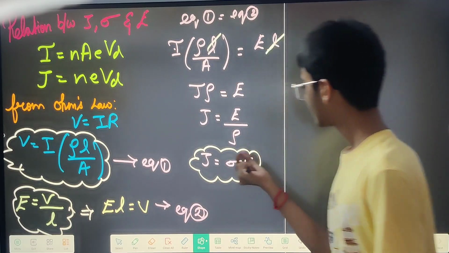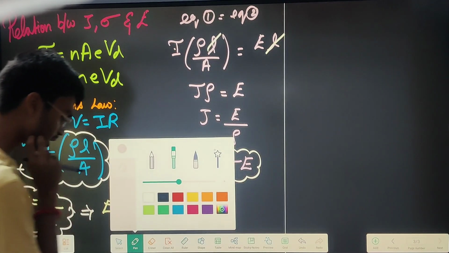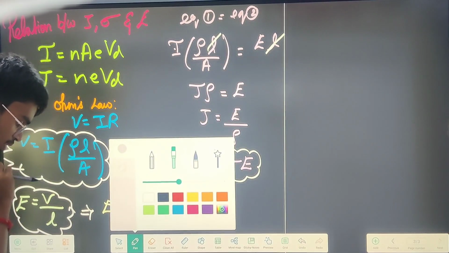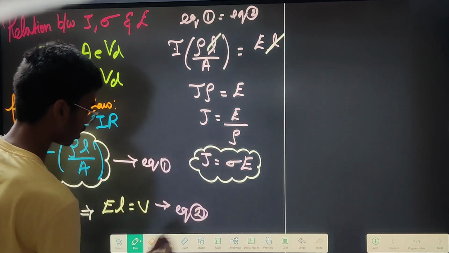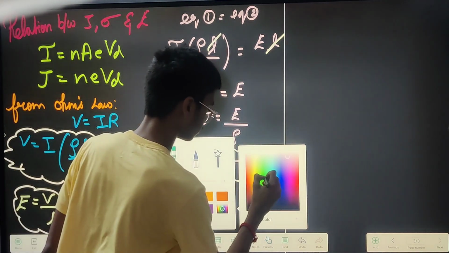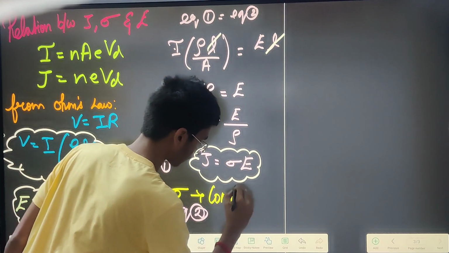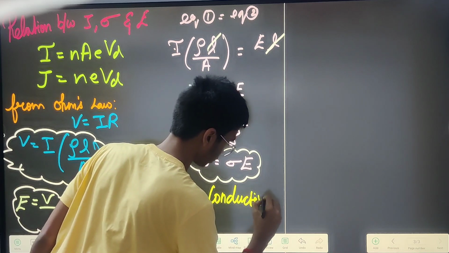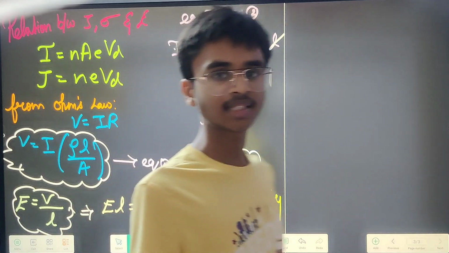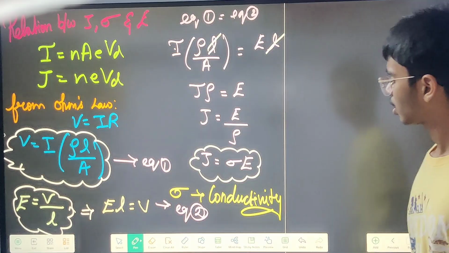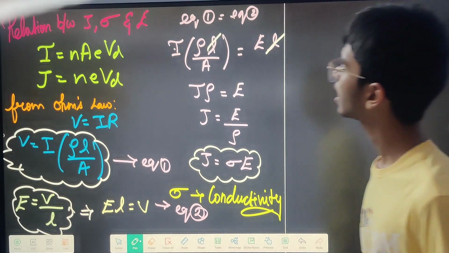Now we are going to take sigma alone. So what is sigma? If we are just taking sigma alone, what will be sigma? Sigma is conductivity, right? I'll first note that. So sigma is conductivity. Perfect, done.